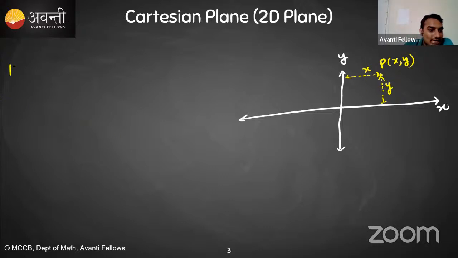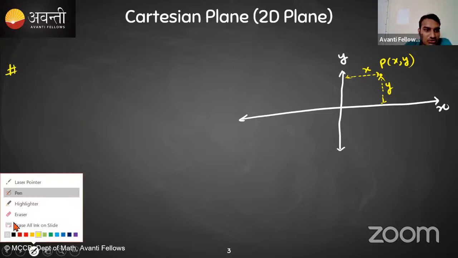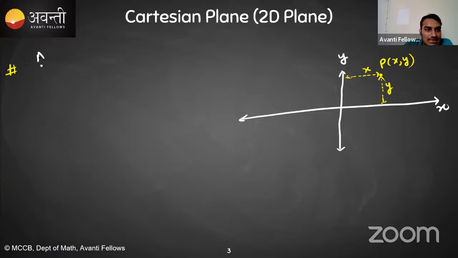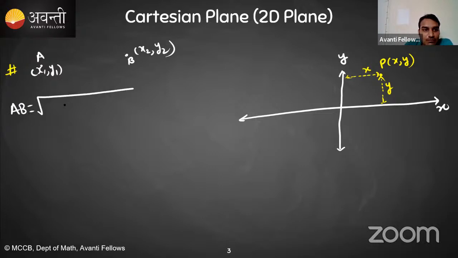And quickly tell me, if I ask you the distance between these two points, suppose point A is given as (x1, y1) and point B is given as (x2, y2), what is the distance AB? Distance AB is the square root of (x1 minus x2) whole square plus (y1 minus y2) whole square, isn't it? This is the distance AB, right?